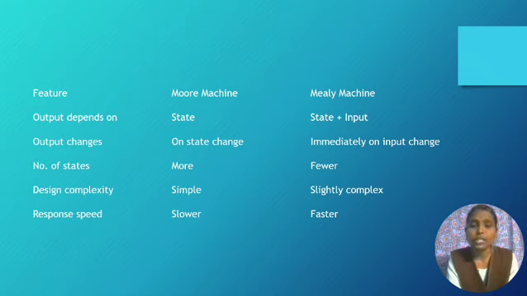In Moore machine, the design complexity is simple. In Mealy machine, the design complexity is slightly more complex compared to Moore machine. And response speed: the Moore machine response speed is slower compared to Mealy machine. In Mealy machine, the response speed is faster compared to Moore machine.